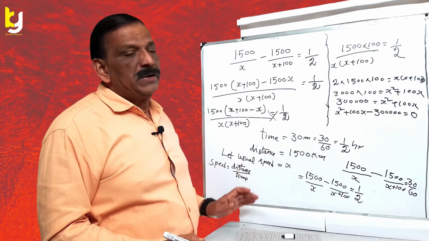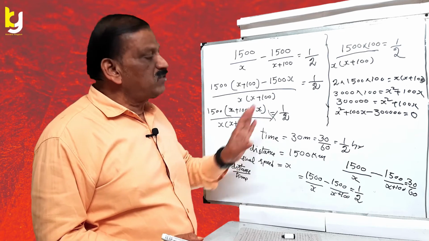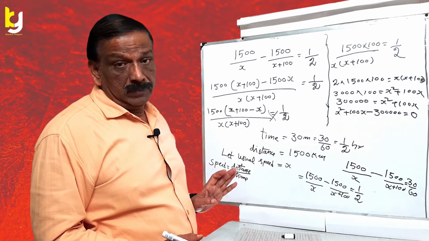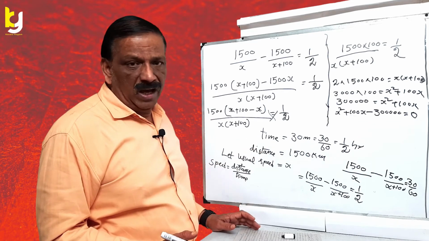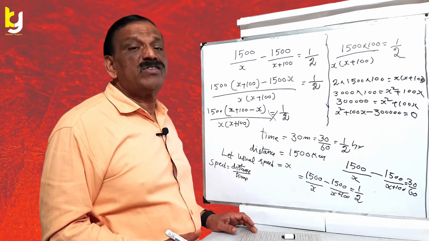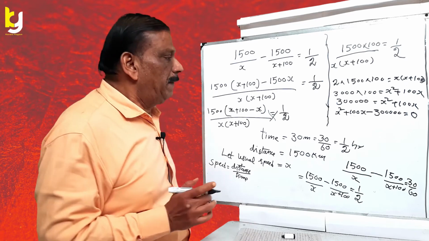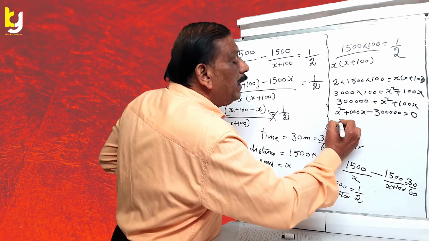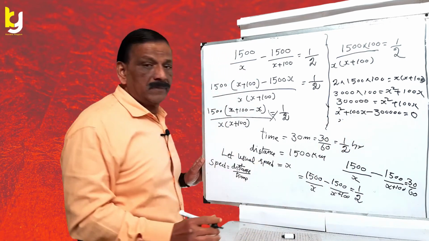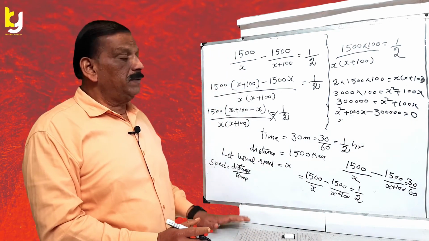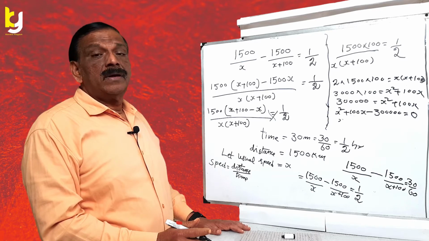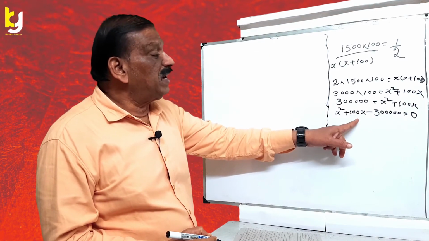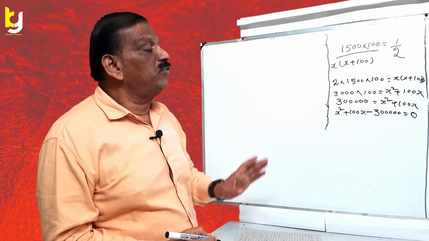Then this is a quadratic equation. We can solve this quadratic equation by splitting the middle term, or you can use the formula, that is minus b plus or minus root of b square minus 4ac all by 2a. Clear? Any doubt? Next step is, x square plus 100x minus 3 lakhs equal to 0.